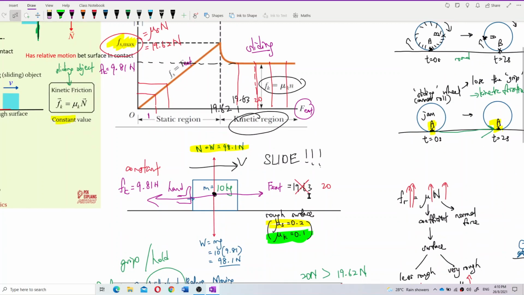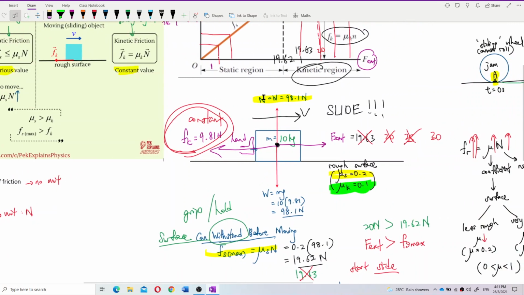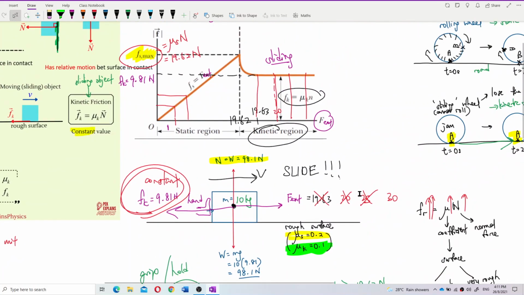You increase it, let's say 25. The friction is still constant. You put 30, the friction is still constant at 9.81. That is for when objects start moving. The friction is always constant. Do you get that? For this case, I have a simulation after this video to show you. You should look at the animation and try to understand the values.